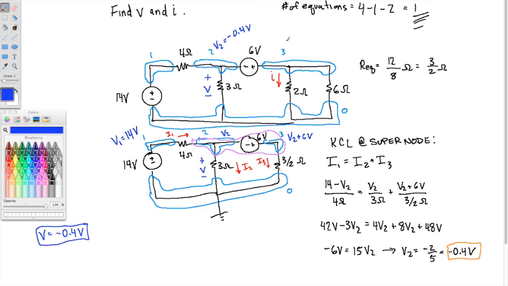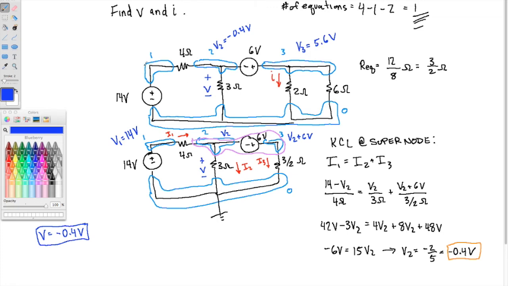Now, in the original figure, the voltage at node 3 is 6 volts higher than whatever we found at 2. So that immediately implies that the voltage here is 5.6 volts. Because if I take 5.6 and I drop by 6 volts, I'm at negative 0.4. Said another way, if I'm at minus 0.4 and I raise by 6 volts, I'm at 5.6.